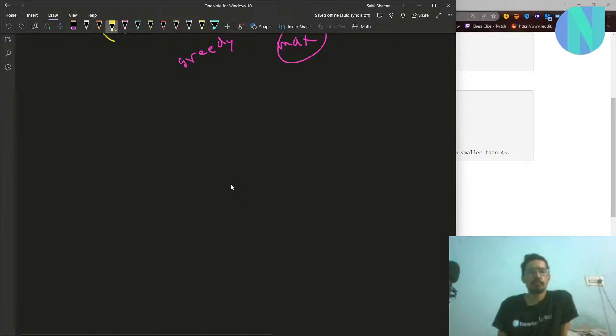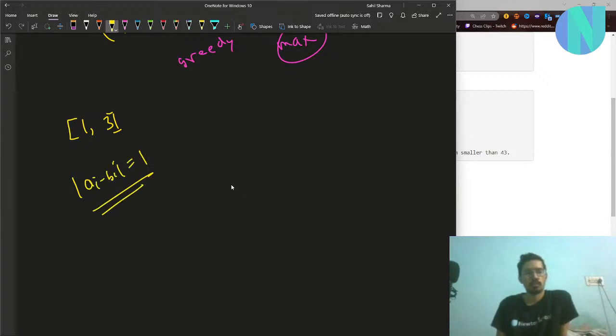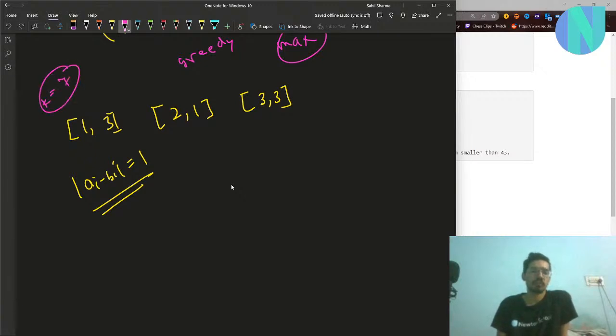You can keep a frequency instead. For example, you can keep a frequency of how many elements have a difference of 1. Let's say there are 3 elements whose ai minus bi is equal to 1. Similarly, you have one element that has a difference of 2, and you have 3 elements that have a difference of 3, and let's say your k is equal to 7.